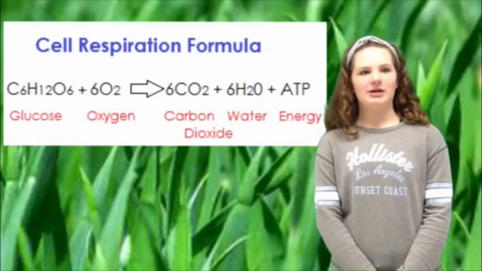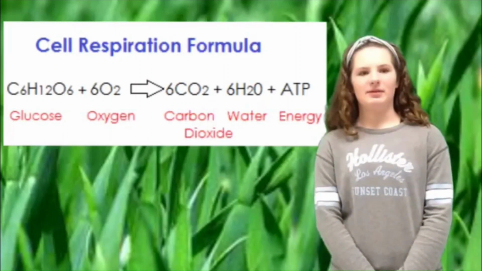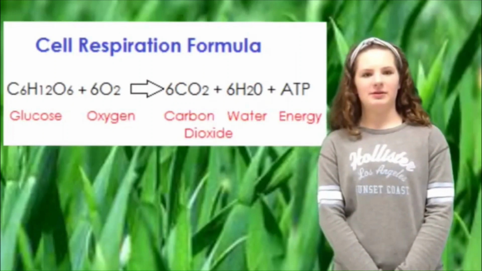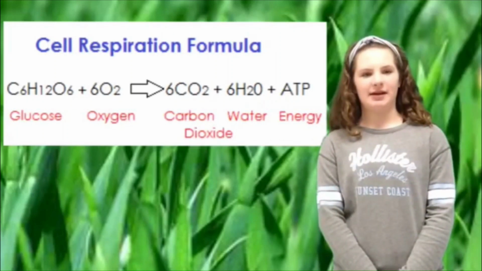You may notice that the equations for respiration and photosynthesis are very similar. They contain the same elements, but in reverse. The equation is C6H12O6 + 6O2 yields 6CO2 + 6H2O + ATP. The reactants are on the left: glucose and oxygen. The products on the right are carbon dioxide, water, and adenosine triphosphate, or ATP.